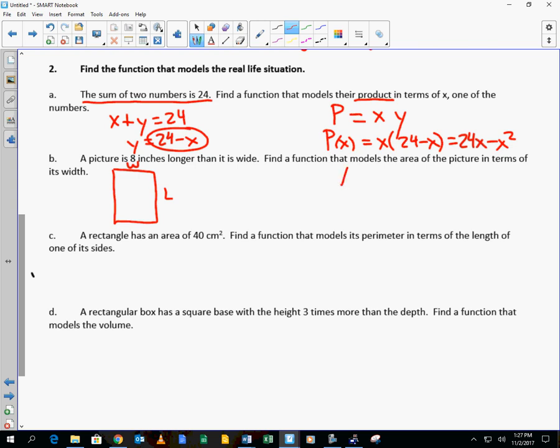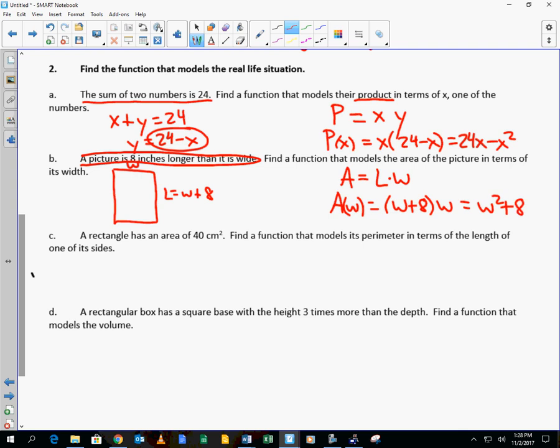So right now, what is the equation for area? Length times width. What I would like to do is I would like to get rid of one of those variables. Any thoughts? How? It's 8 inches longer than it is wide, right? So I can simply just plug in W plus 8 for L. Area in terms of width is W plus 8 times W, or W squared plus 8W.